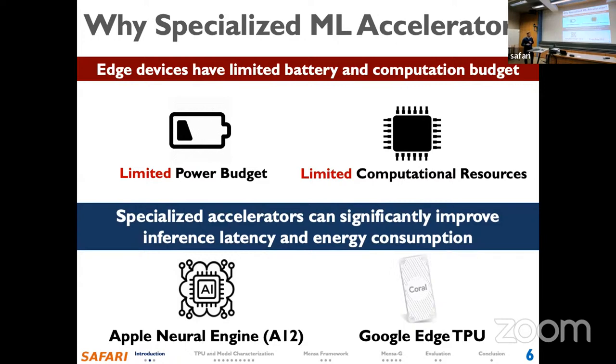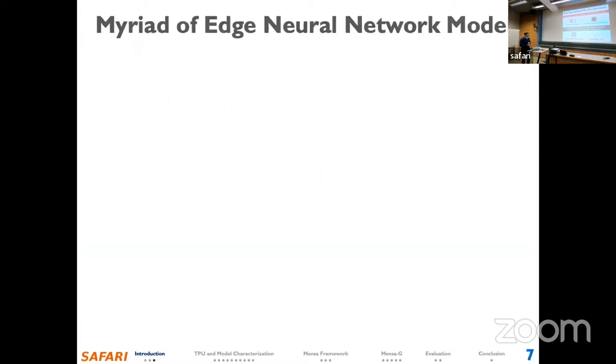Those accelerators are tailored to minimize the power consumption of doing neural network inference, and also have the specific resources required to do neural network inference on the edge. Here I have two examples: the Apple Neural Engine in the current Apple chips, and also the Google Edge TPU, which, if I'm not mistaken, is now in version 4 or 5. It is another good example, but this also goes for other companies as well.